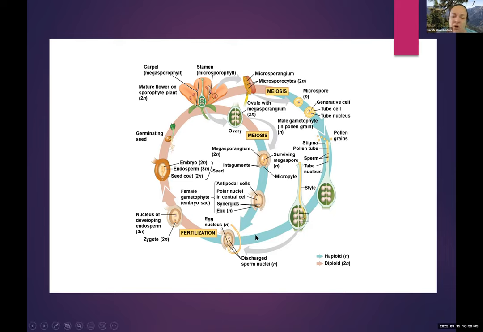So the sperm comes in. One sperm fertilizes the egg. The other sperm fertilizes the two weirdo cells, nuclei, I guess. That's what makes our endosperm, and there's a little zygote, and so on.